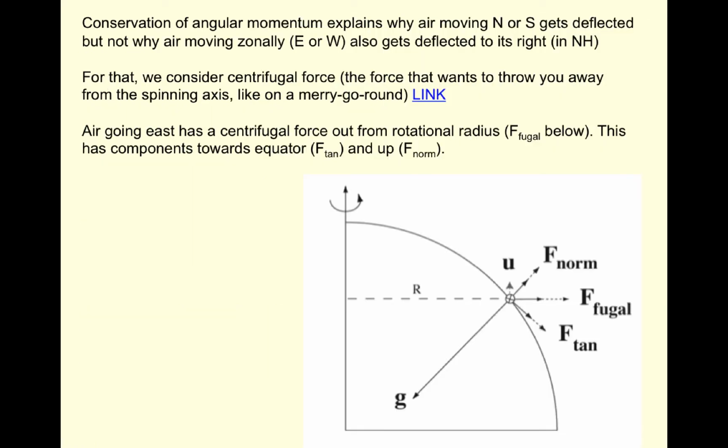Now, the conservation of angular momentum explains why air that's either moving north or moving south gets deflected, but it does not explain why air moving zonally, which means either east or west, also gets deflected to its right in the northern hemisphere. Air that's moving east or west along a constant latitude line isn't changing its distance from the axis of rotation, so it's not conservation of angular momentum that makes this air get deflected to its right.